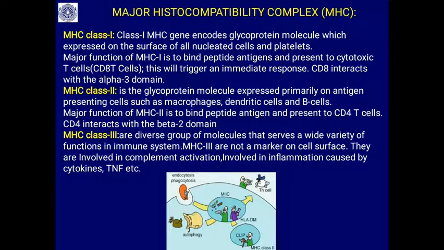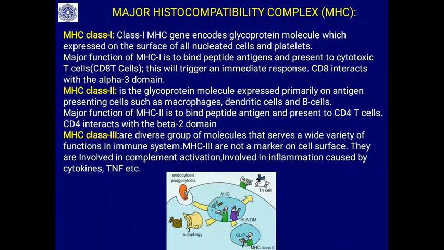The MHC class 1 gene encodes a glycoprotein molecule which is expressed on the surface of all nucleated cells and the platelets. The major function of MHC 1 is to bind the antigenic peptide and present it to the cytotoxic cell. So the cytotoxic cell is able to identify the antigenic epitope presented by the MHC 1, and immediately brings the immune response. CD8, the cell surface molecule of the T8 cell, can recognize this MHC 1.